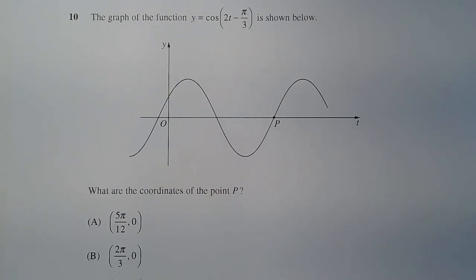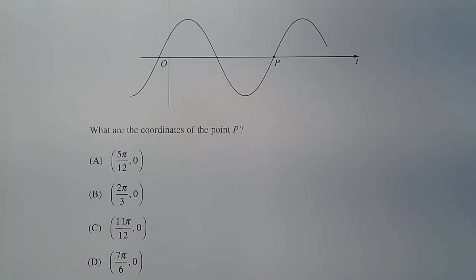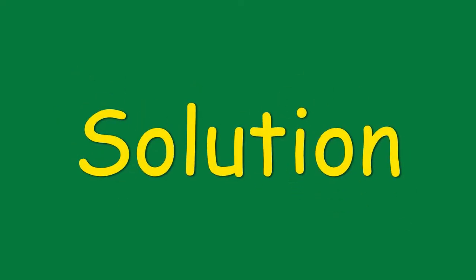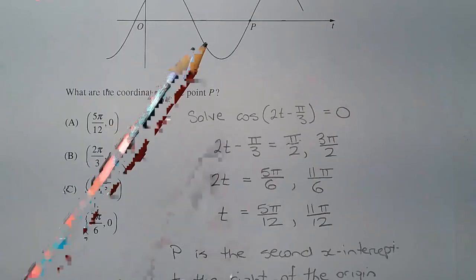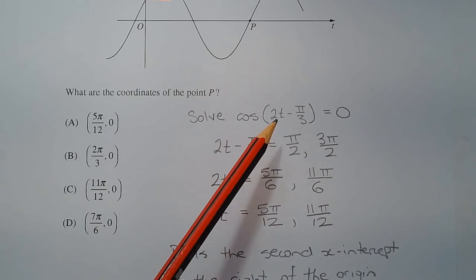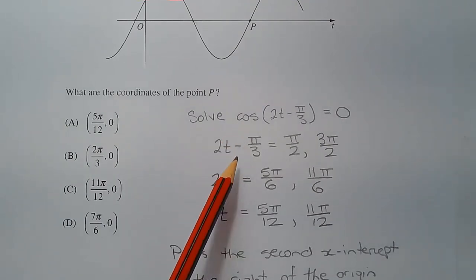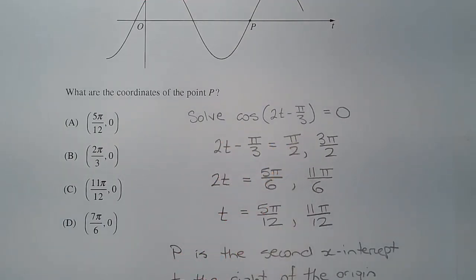Question 10. The graph of the function y equals cos of 2t minus pi over 3 is shown below. What are the coordinates of the point P? Point P represents an x-intercept of the graph, so that's a point where the y value is equal to 0. So we can find the x-coordinate of point P by solving the equation cos of 2t minus pi over 3 equals 0. Taking the inverse cos of both sides of the equation, we have 2t minus pi over 3 is equal to pi over 2, or 3 pi over 2.